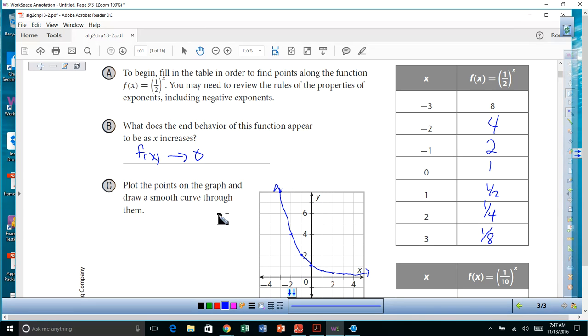All right, so I plotted the points on the graph and I drew a smooth curve, and you can see as x approaches positive infinity, f of x approaches 0 from the positive side.